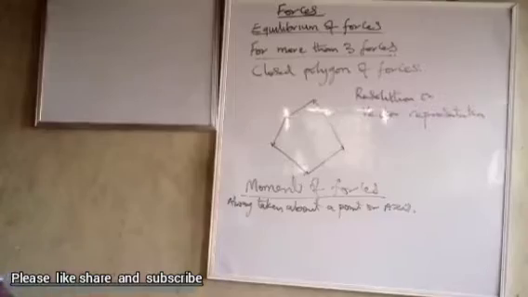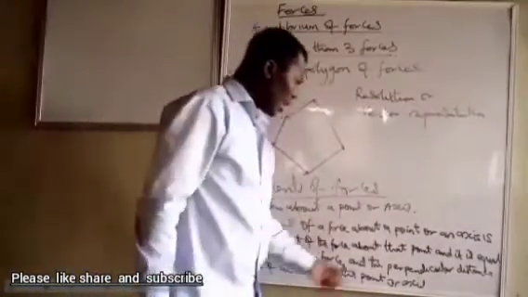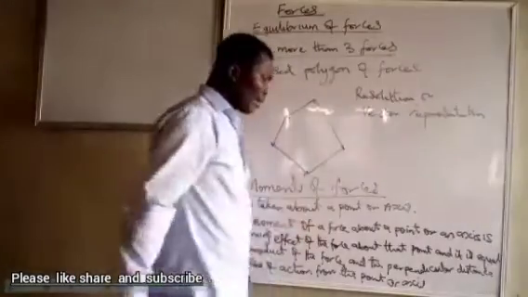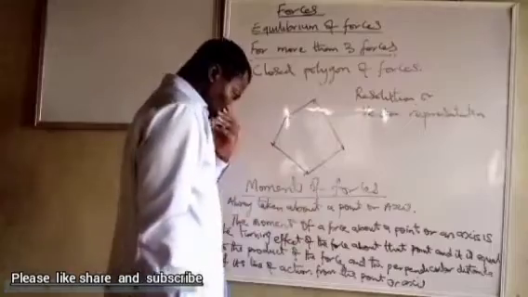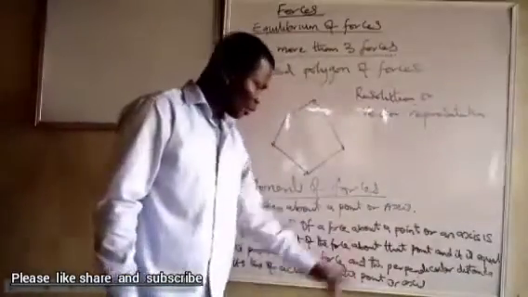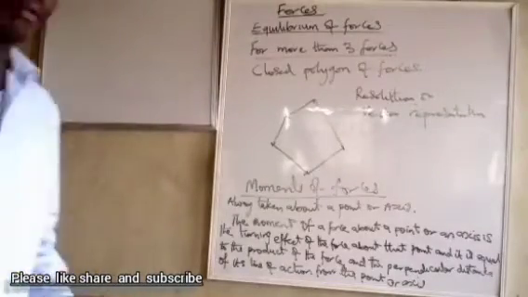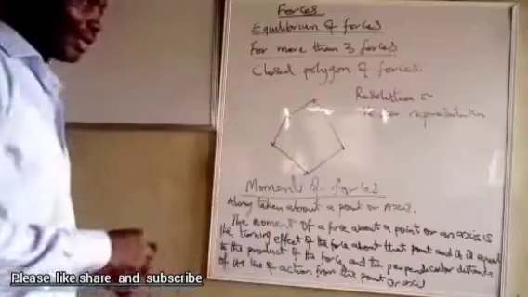So let me write the definition. The moment of a force about a point or an axis is the turning effect of the force about that point, and it is equal to the product of the force and the perpendicular distance of its line of action from the point or axis.